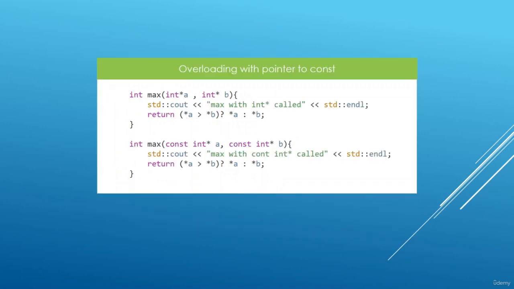Next, we saw that we could overload with pointer to const. So for example, here we have two overloads. One is taking int pointer, the other is taking const int pointer. These are valid overloads, and the compiler is going to select the correct one based on the argument that you pass to the function when you call it.